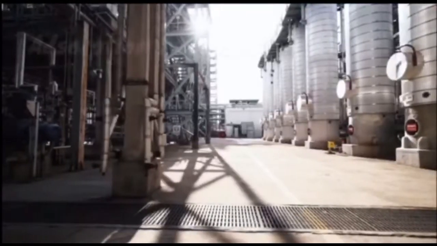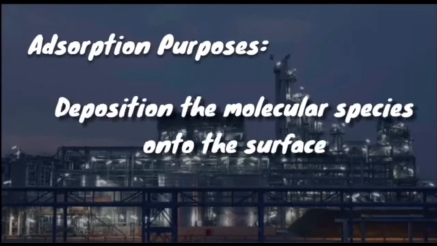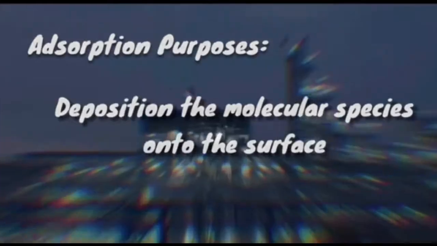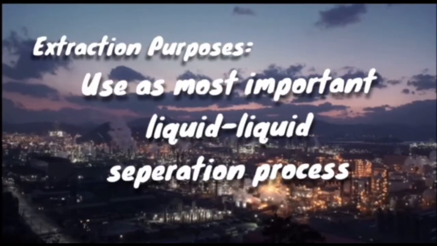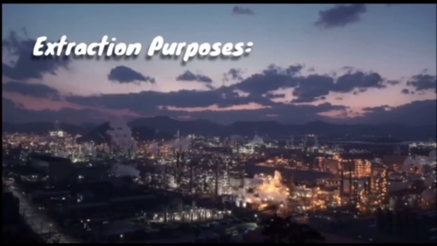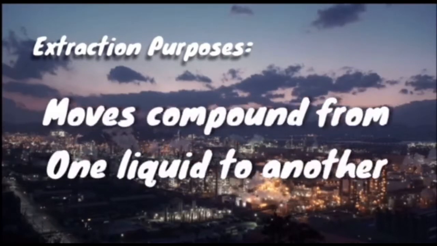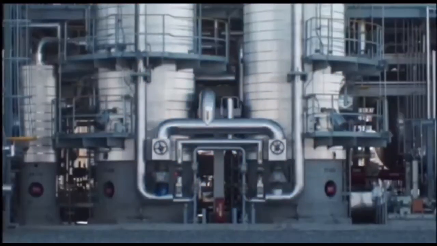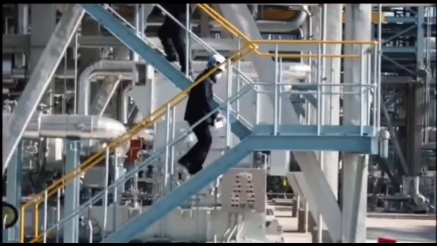Next, for adsorption in an absorption tower, the purpose is to deposit molecular species onto a surface. And finally, extraction in an absorption tower is used as the most important liquid-liquid separation process. The main purpose is isolating a compound from plant material or moving a compound from one liquid to another. So that's all you need to know about the types and functions of absorption towers.